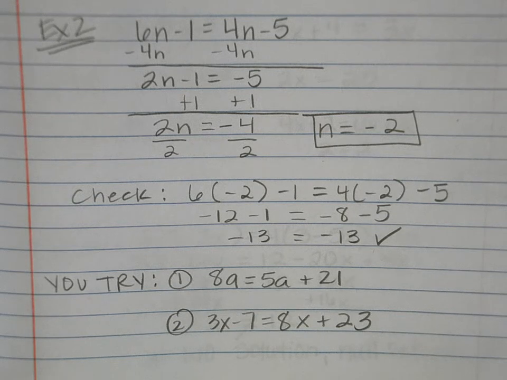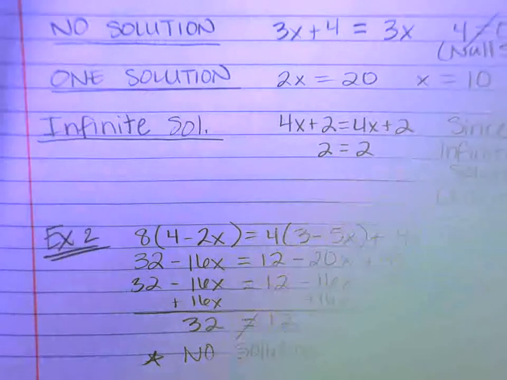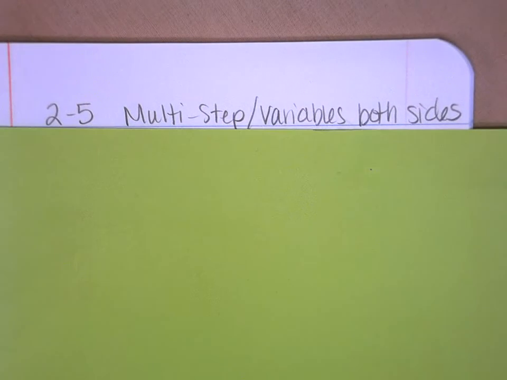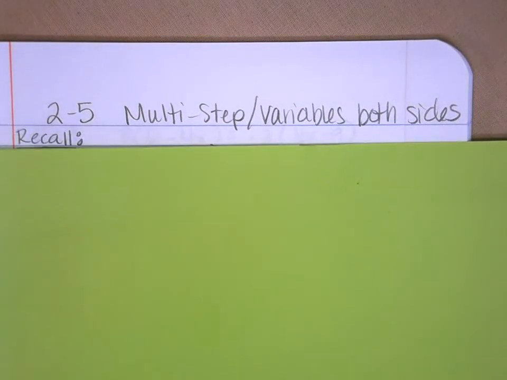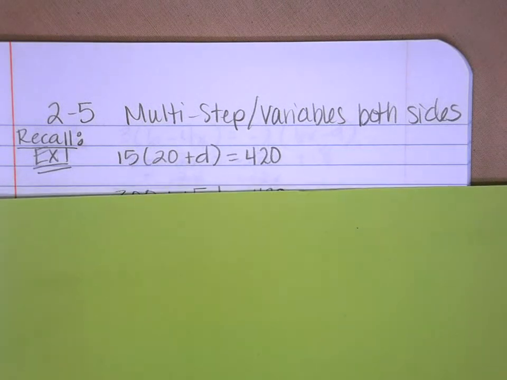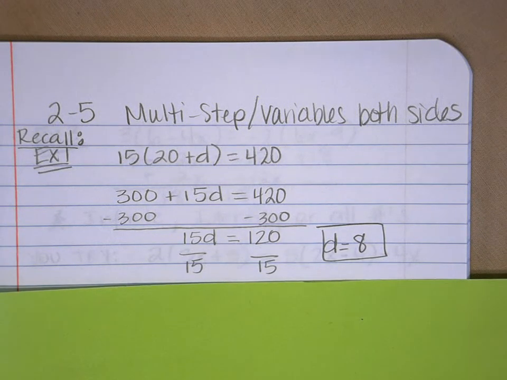Now, 2-5 is pretty similar to the 2-4s, except that we're going to have a couple extra things that happen. Basically 2-5 is still multi-step, variable on both sides. And you'll recall this kind of equation with distributing. If you know that one, you don't need to write it down, but I put an example just to remind you. With the distributing, remember there were shortcuts too, like you didn't have to do the rainbows. If it was divisible, you could divide.